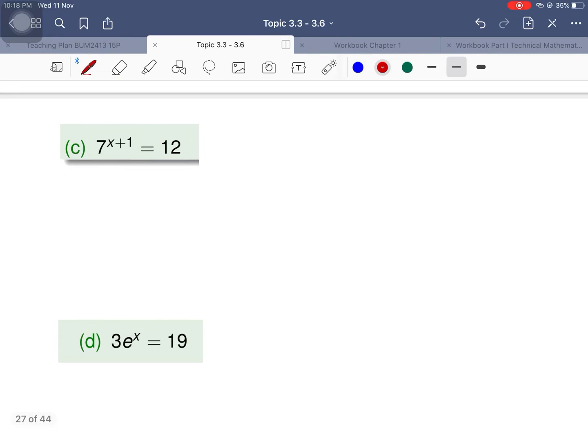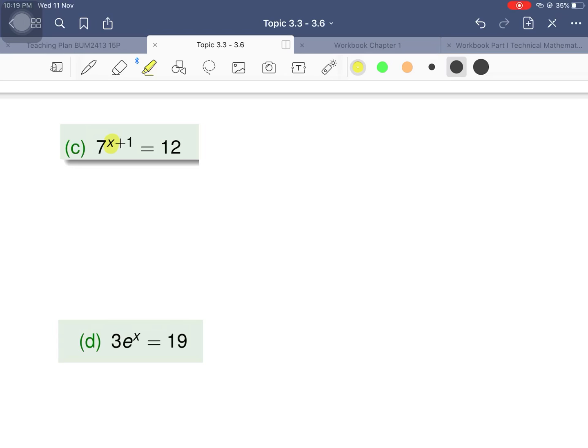So let's have a look at example C. So here I have an index form. So 7 to the power of x plus 1, that is going to equal 12. Okay, so what happened for this case is that here my x is the power. So I wanted to find x, and x is actually the power.